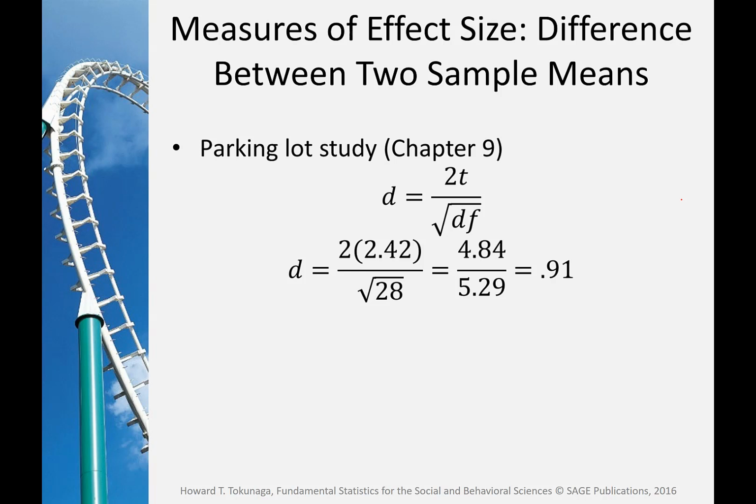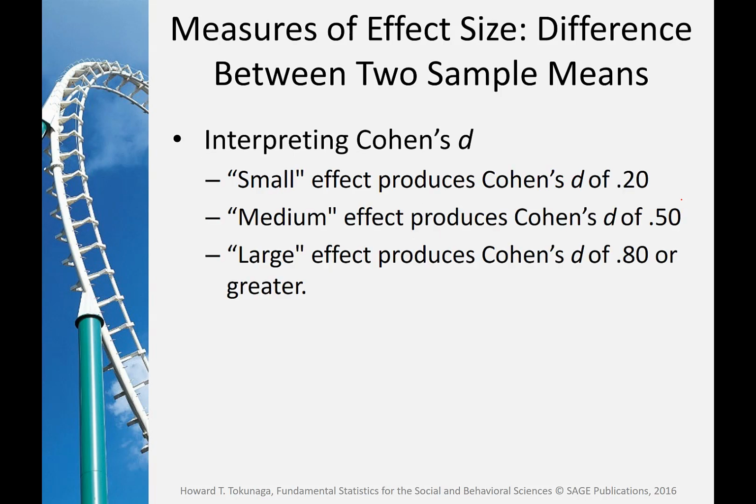What does that mean? Are we happy? Are we sad? Well, what Cohen's d does is it tells us the magnitude of the effect. It's going to range most likely between 0 and 1. A small effect we would get at a 0.2, a medium effect at 0.5, and the large effect is 0.8 or higher. So you can tell this is a very precise test.